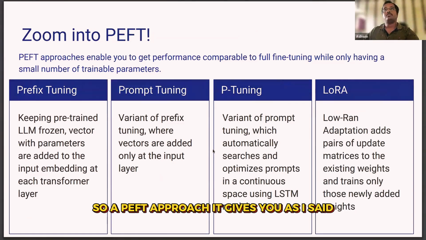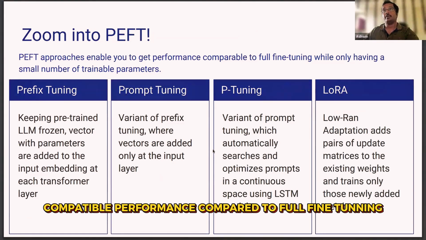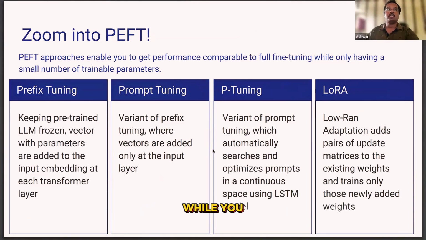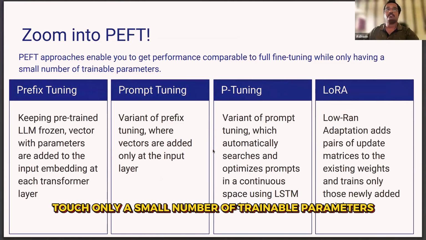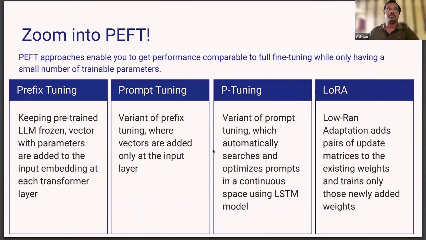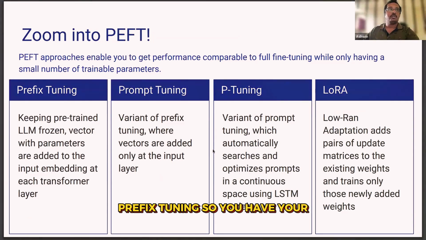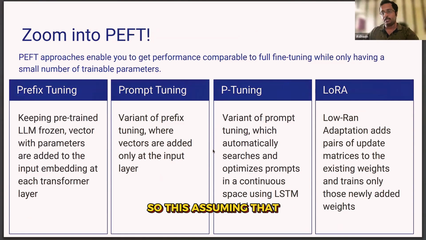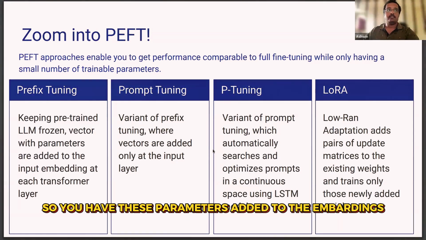So a PEFT approach gives you, as I said, comparable performance compared to full fine tuning, while you touch only a small number of trainable parameters. There are 4 different types. Prefix tuning: you have your pre-trained LLM frozen. This pre-trained model is your foundation LLM. You have a vector that has parameters added to the input embedding at each transformer layer. This is assuming that your model uses transformers. So you have these parameters added to the embedding.